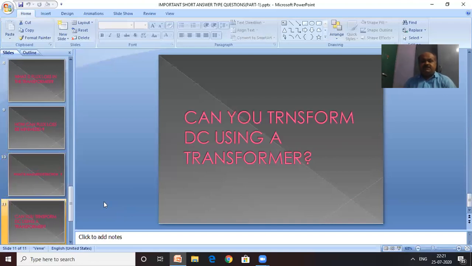Can you transform DC using a transformer? Certainly not, as the magnitude of DC is constant. If this magnitude is constant, then there will be no change in the magnetic flux in the primary coil and then in the secondary coil. If magnetic flux does not change, there will be no induction, and as we know, a transformer is based on mutual induction, which requires varying current for the induction.